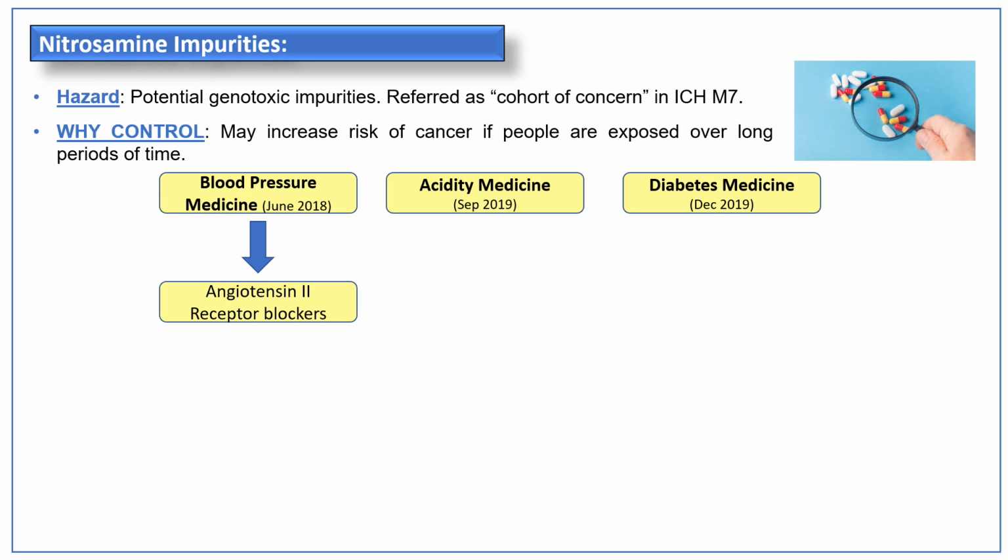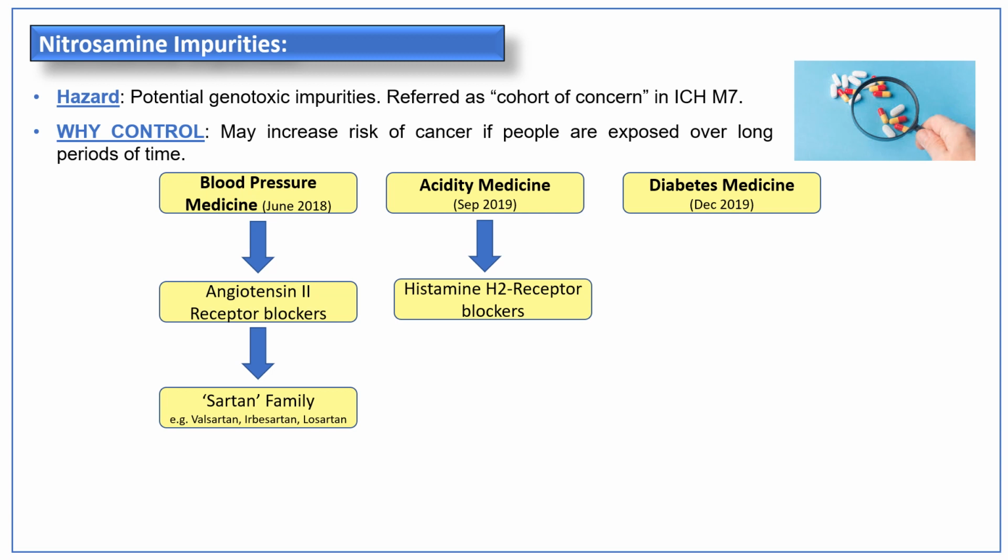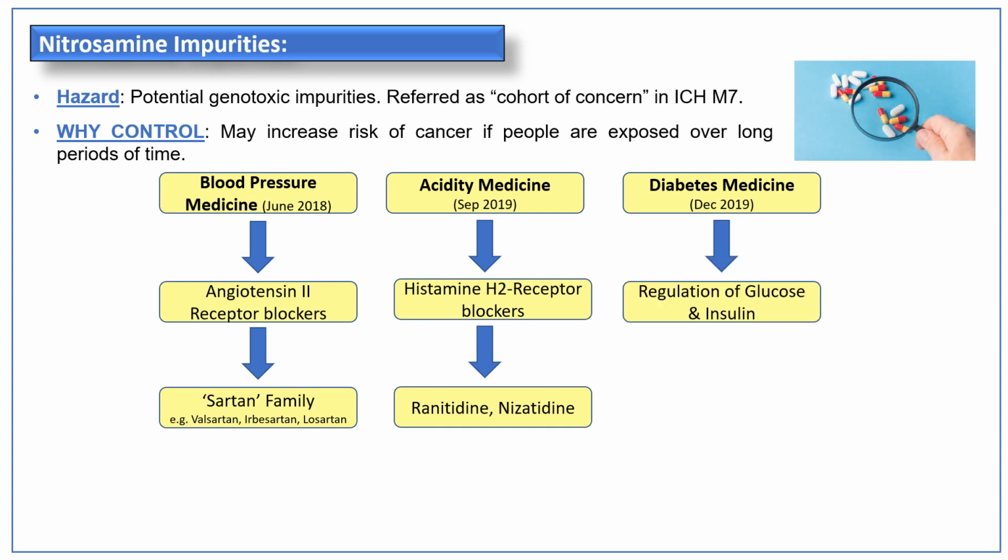The blood pressure medicines in which nitrosamine impurities were discovered in June 2018 were angiotensin 2 receptor blockers, specifically the sartan families. For example, valsartan, irbesartan, losartan, etc. Later, during the analysis and studies, the acidity medicines in which nitrosamine impurities were discovered in September 2019 were histamine H2 receptor blockers, which are ranitidine and nizatidine specifically. And thirdly, the diabetes medicine, that is the regulation of glucose and insulin medicine, which is metformin. The impurities were discovered specifically in the metformin extended release tablets.